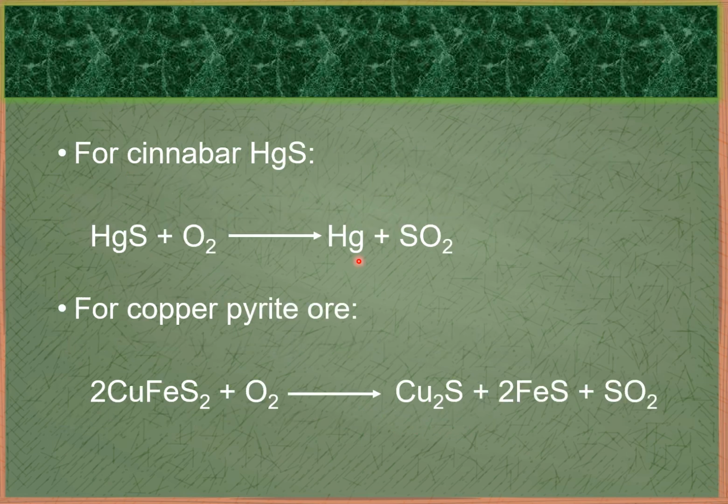For cinnabar, the formula of cinnabar is HgS. Cinnabar reacts with oxygen, and mercury and sulfur dioxide are formed. For copper pyrite ore, copper pyrite reacts with oxygen, then copper sulfide, ferrous sulfide and sulfur dioxide are formed.